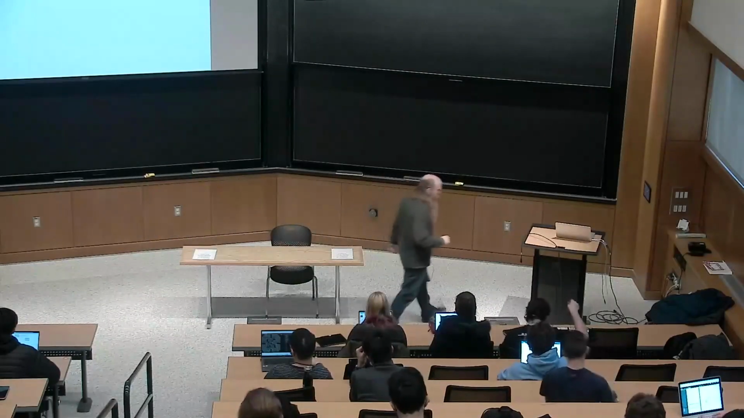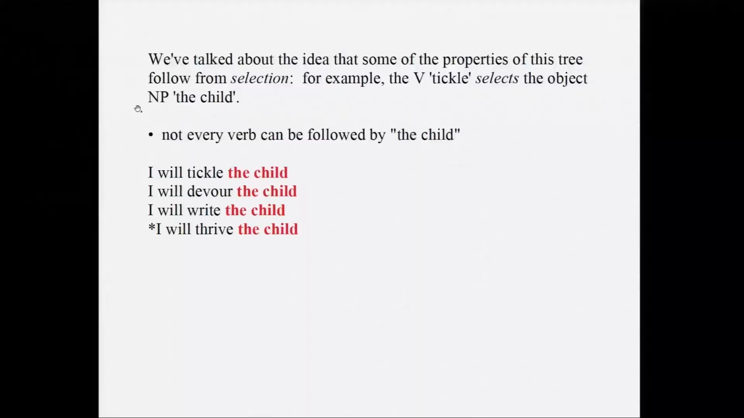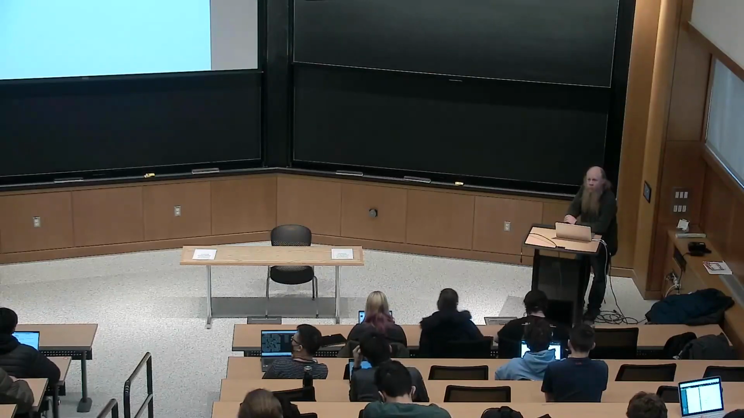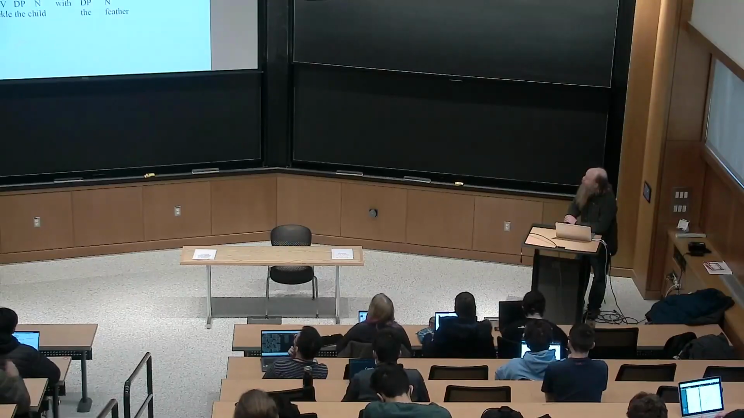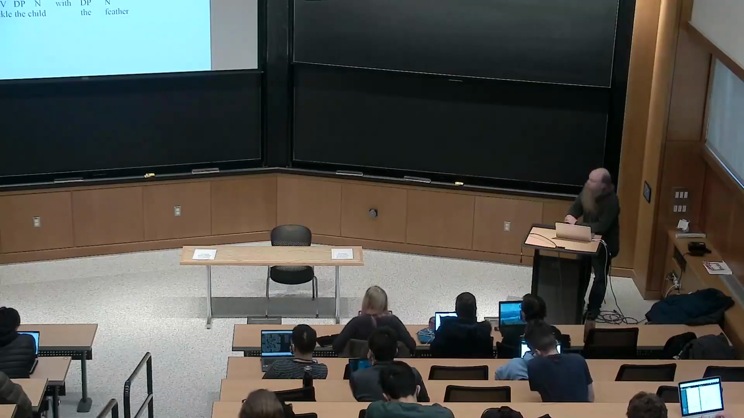So there's this relation of selection that holds between the verb and the object. The idea is when we look up words like tickle and devour and write in our mental lexicon, we'll see various things about them, including how they're pronounced, but also whether they can have objects or not, whether they select for noun phrase sisters or not. So when we ask, going back to the tree, why is the sister of the verb the noun phrase the child, one way of interpreting that question, the answer is, well, it's because the verb tickle selects for a noun phrase sister, and so you give it one.